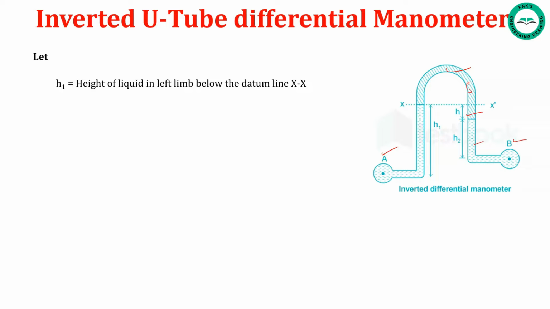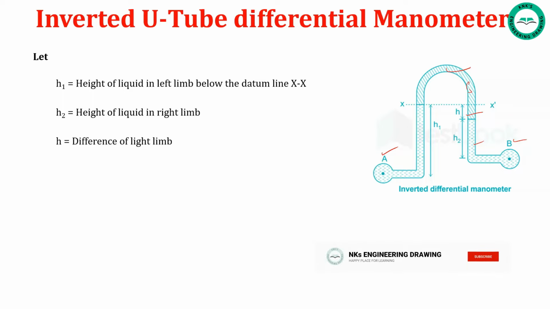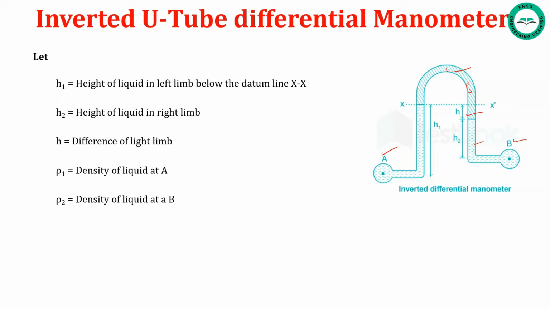So here H1 is height of the liquid in the left limb. H2 is the height of the liquid in right limb, and h is the difference of light liquid in the limbs. Rho 1 is the density of liquid at A, rho 2 is density of liquid at B, rho 3 is density of light liquid, PA is pressure at A, PB is pressure at B.